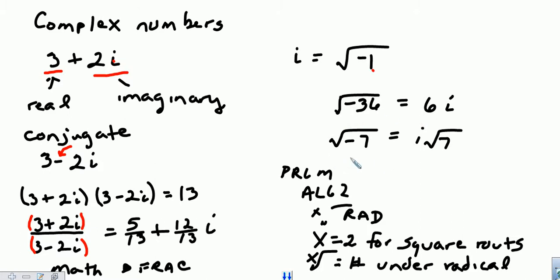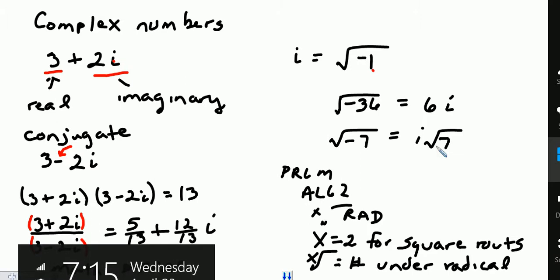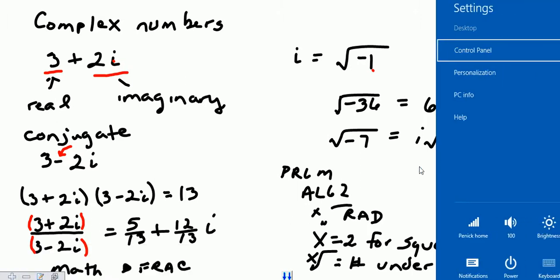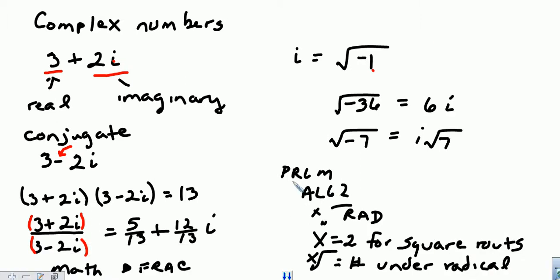Now, square root of negative 7, it won't tell you that that is i times the square root of 7, because it'll give you a decimal approximation of this square root of 7. You need to know that this negative becomes an i, and then I've got a square root of 7. There is a program on your calculator that will change this for you to the proper form. Go to Program, Algebra 2, and Rad.